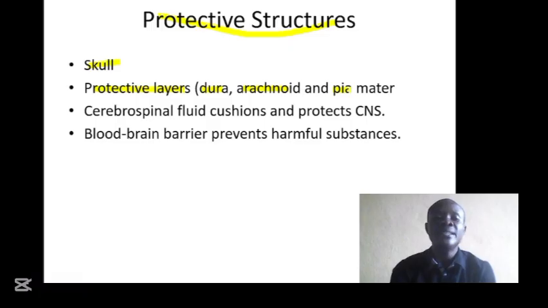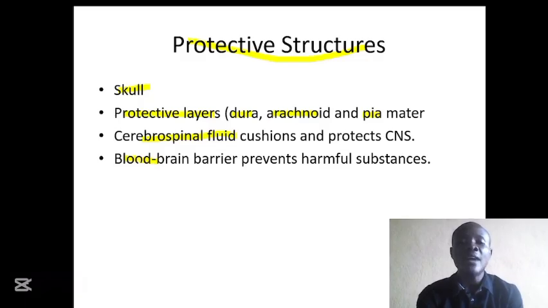The brain has what we call cerebrospinal fluid. This cerebrospinal fluid helps to cushion and protect the brain. It also helps to protect the brain from infection. We also have the blood-brain barrier that will protect the brain from harmful substances which are found in the blood, for them not to enter into the brain cells.